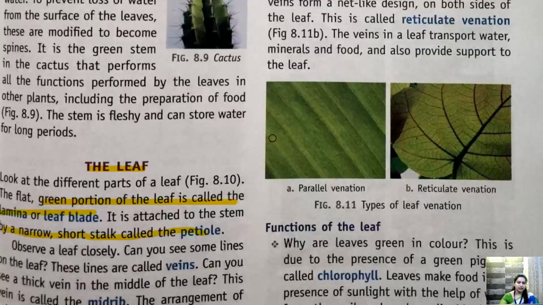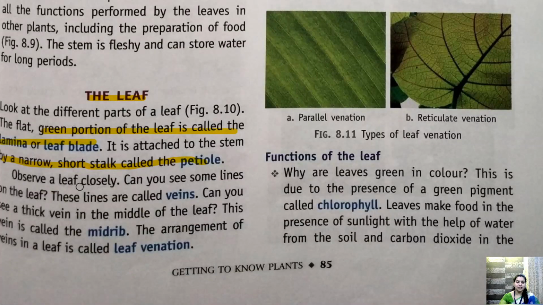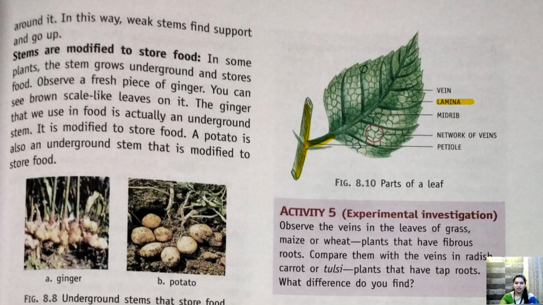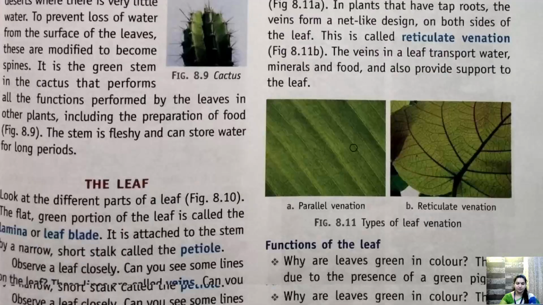Getting it? Then observe a leaf closely. Can you see small lines on the leaf? Yes, we can see the small lines on the leaf. These lines are called veins. So these small lines that are present are called veins.